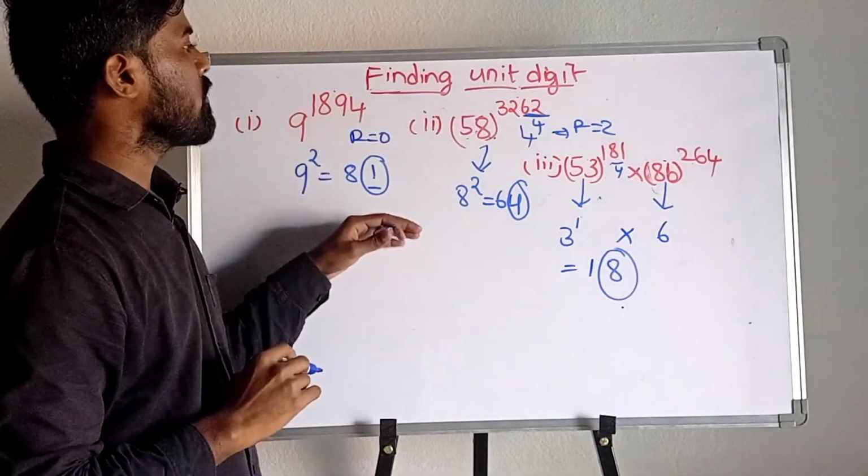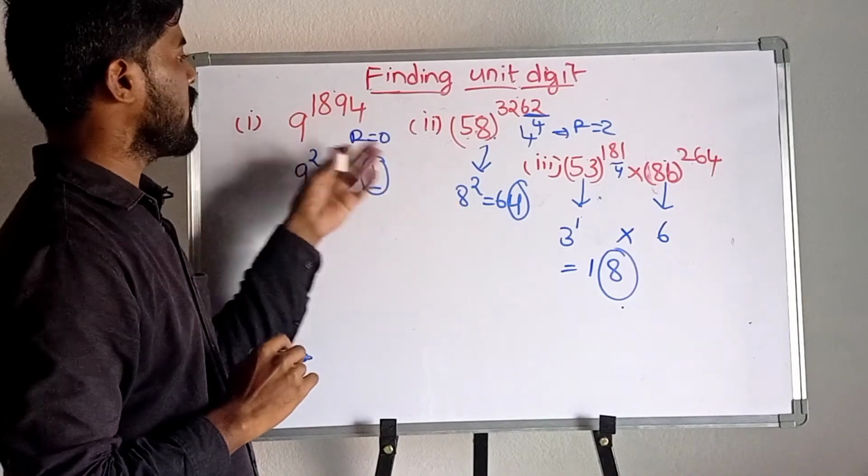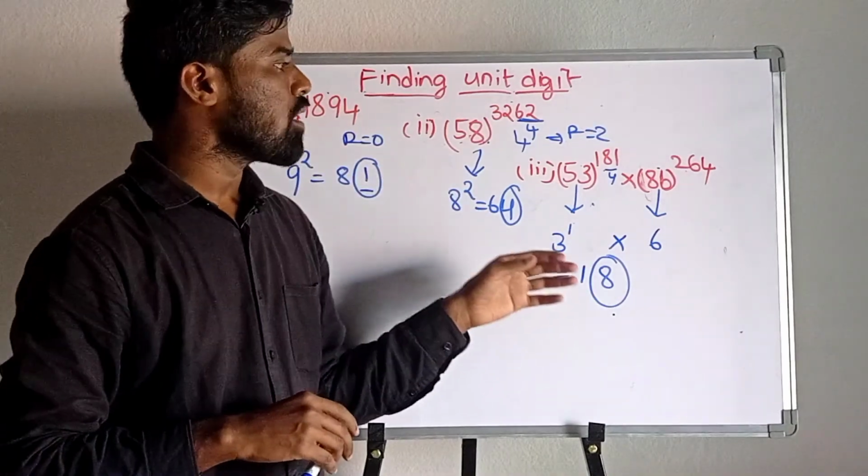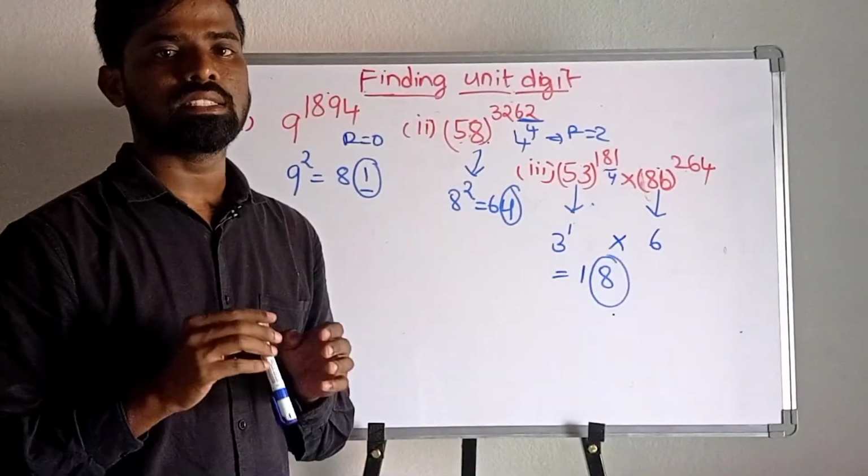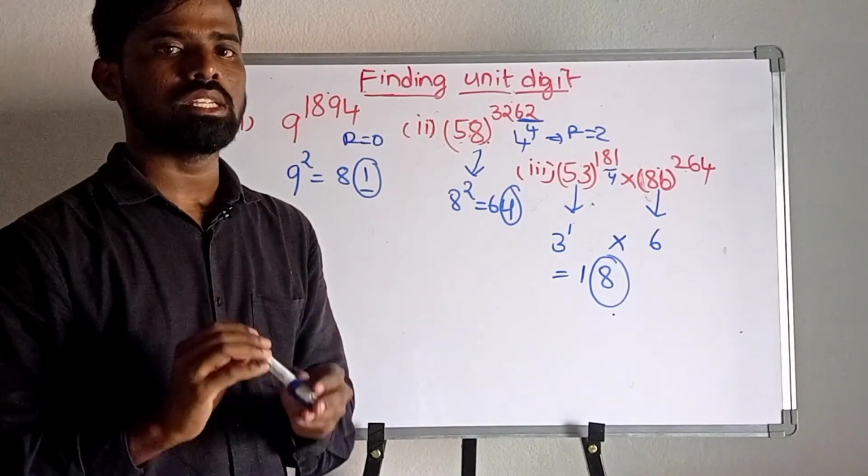We use this concept for finding the unit digit of any number. That's all about this topic. In the next topic we will see how to find the last two digits of any sum.